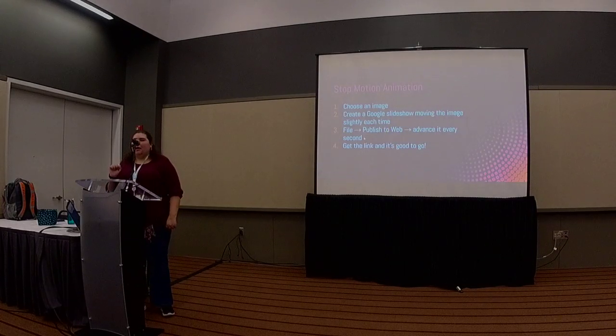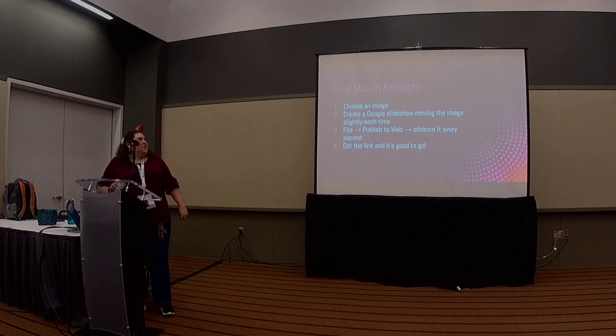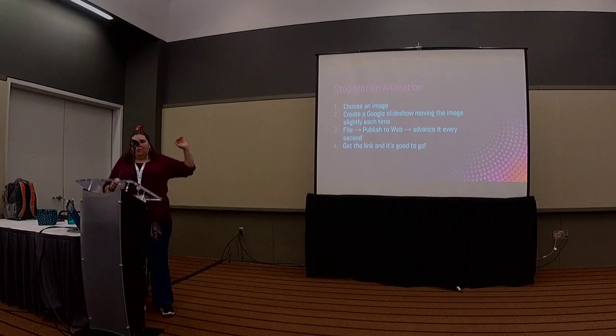And I'm going to give you some time to make this. So you choose an image. You're going to create a Google slideshow moving the image slightly each time. So you're just going to move it a tiny bit for each slide. And then you do file, publish to the web, and advance it automatically every second. And you get the link. So there are the directions. I'm going to float around, let you make a quick one, and I'll be happy to help.